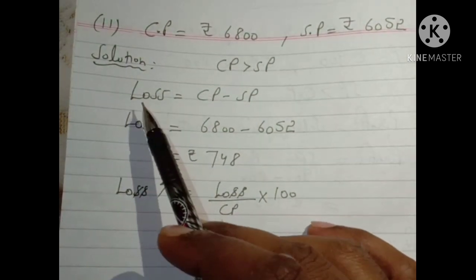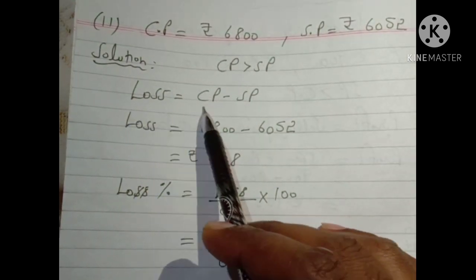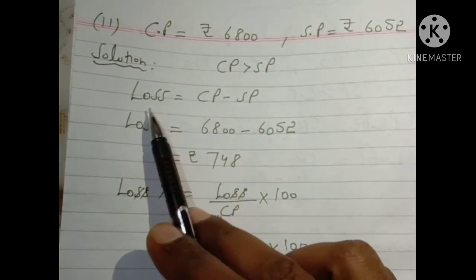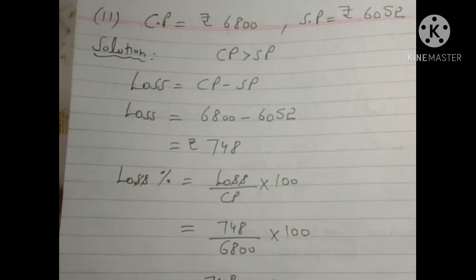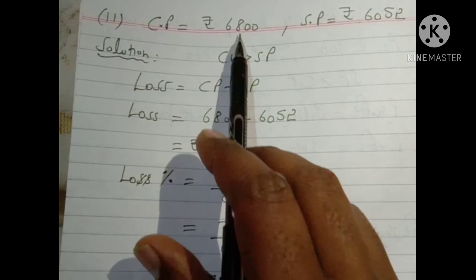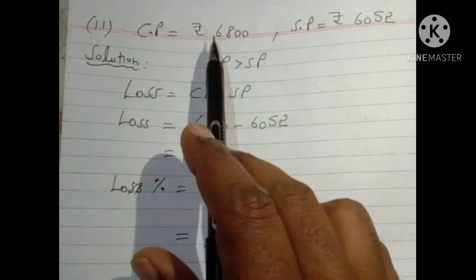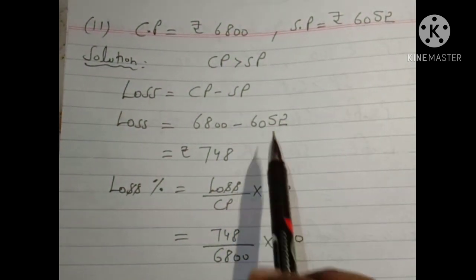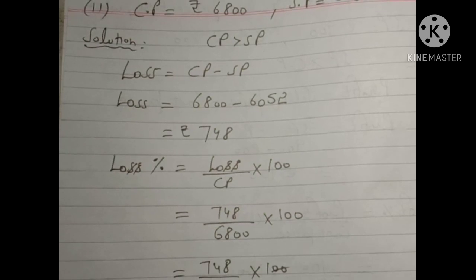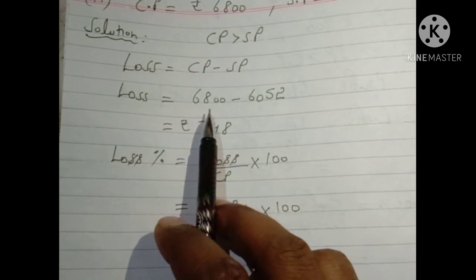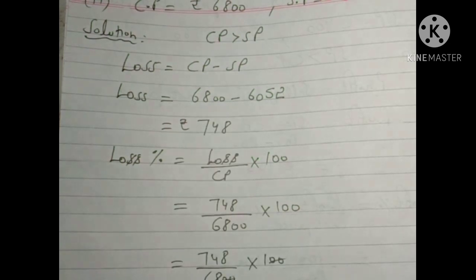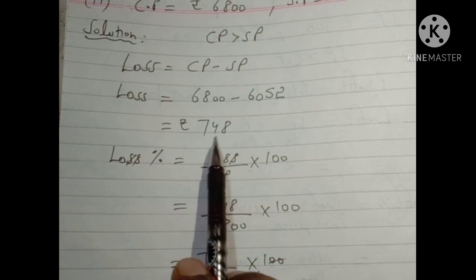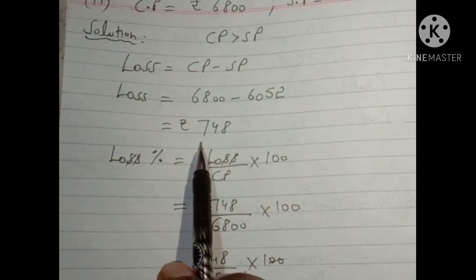So you can see here we have to find out the loss, and the loss is equal to CP minus SP. So this is the formula I had already explained to you. This one also, loss is equal to CP minus SP. And now you can see loss is equal to CP. In this case, the value of CP is 6,800. So put the value of CP here, and also the value of selling price, that is 6,052. So put the values in the formula, and then the loss is equal to 6,800 minus 6,052. And after subtraction, it will become rupees 748. So in this case, the loss is 748.